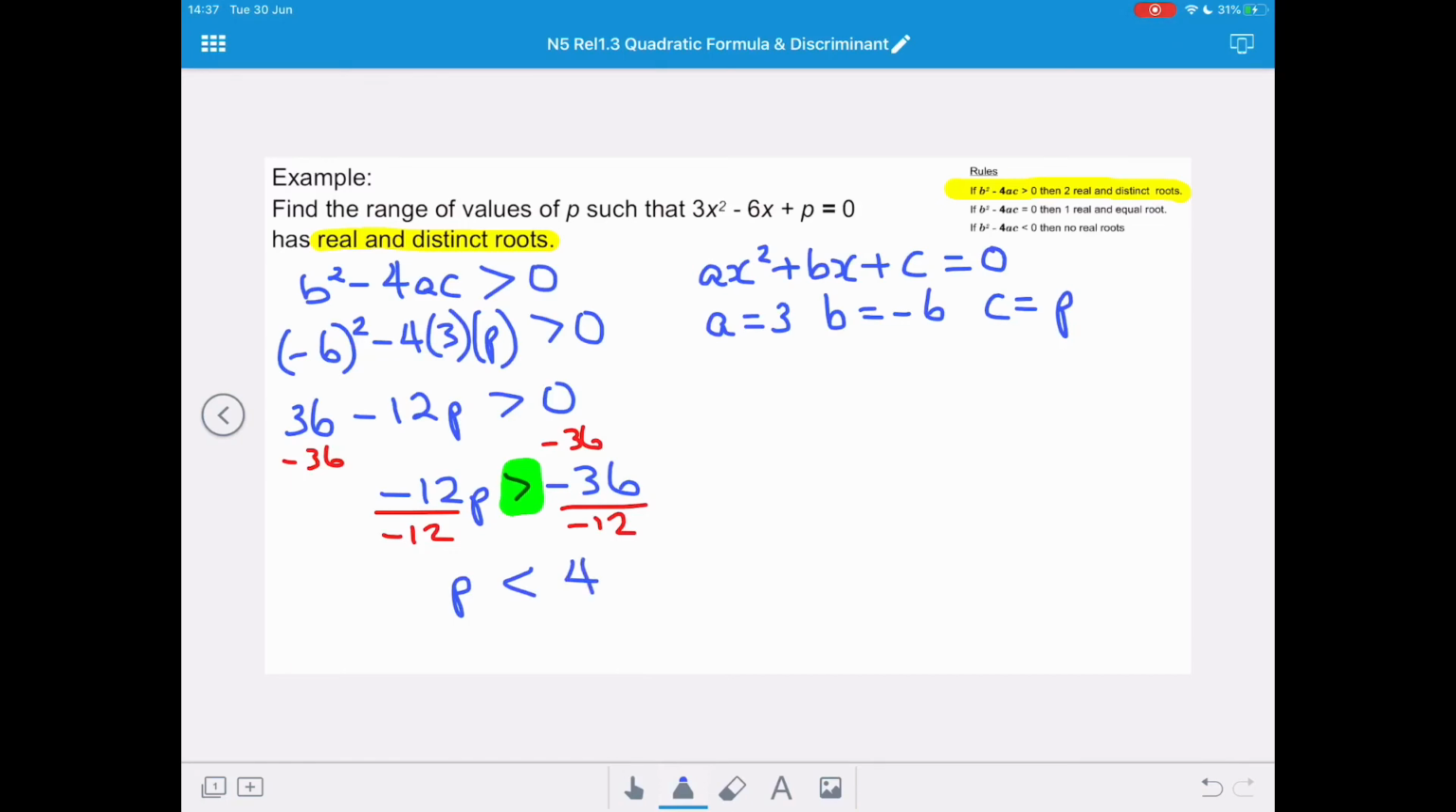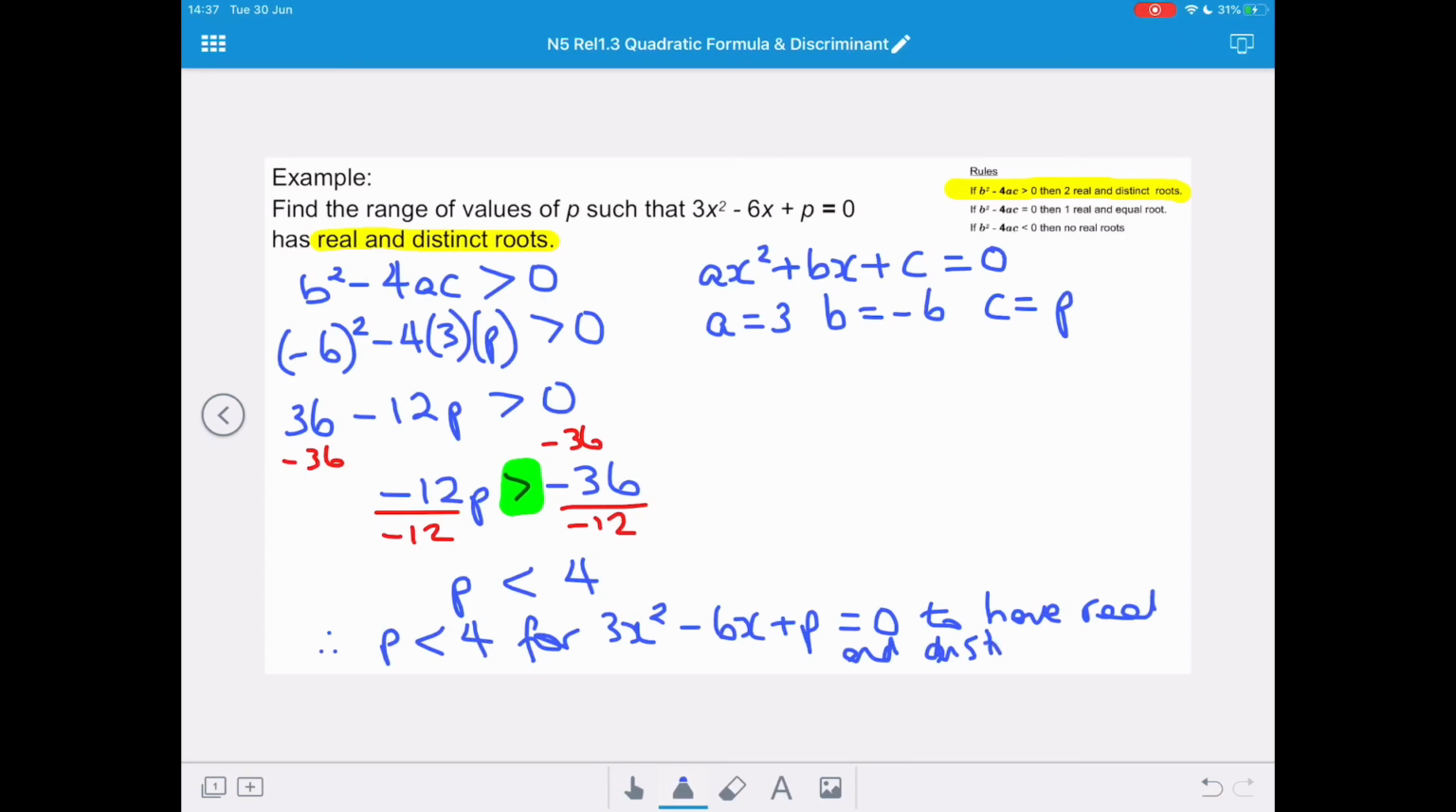So therefore, the range of values of p such that 3x squared minus 6x plus p equals 0 has real and distinct roots is p has to be less than 4. If p is equal to 4, then it would have one real and equal root. And if p was greater than 4, then b squared minus 4ac would be less than 0, and so there would be no real roots. So for this condition, p has to be less than 4.